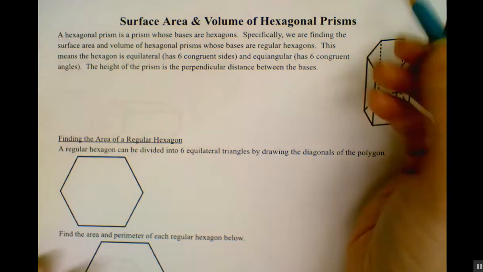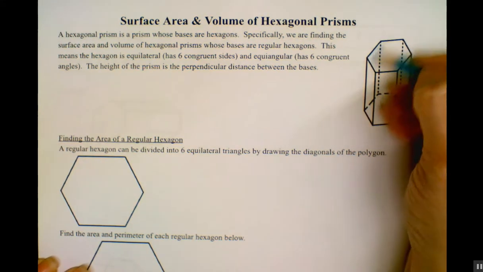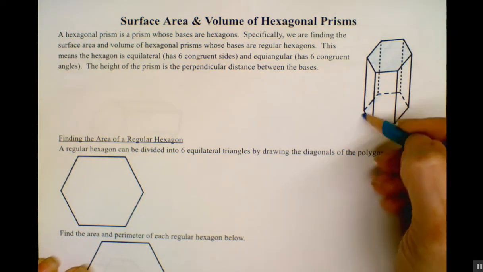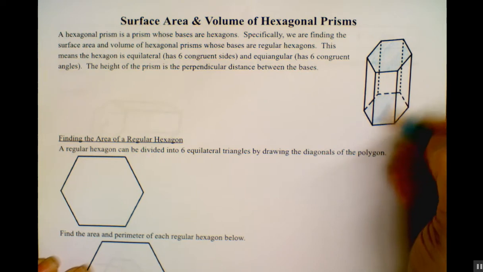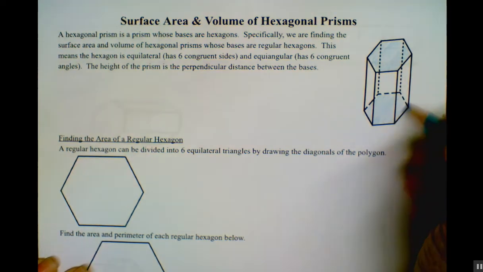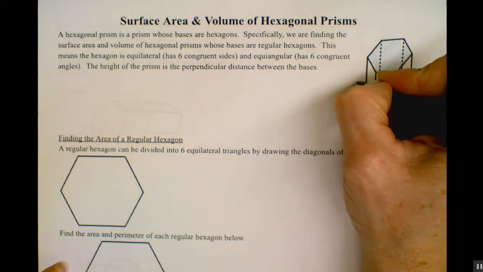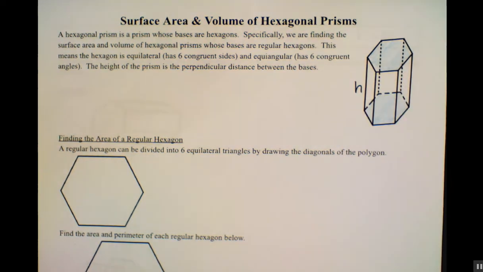So as we already know, the bases of a hexagonal prism are these hexagons, and the distance between the bases is what we call the height. The height, as always, will still be referred to as h.